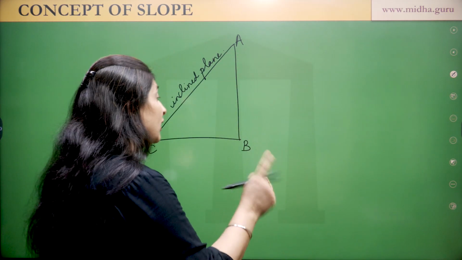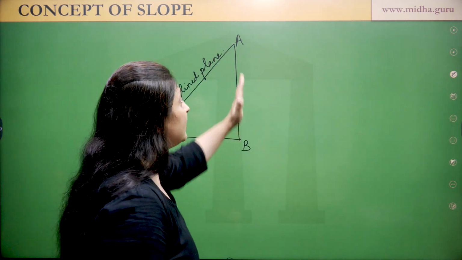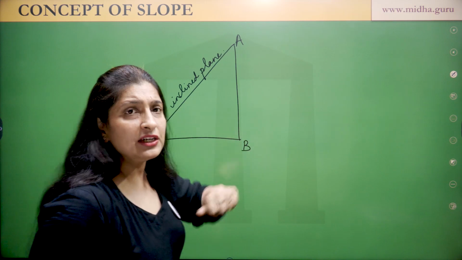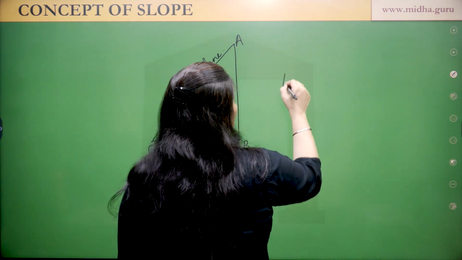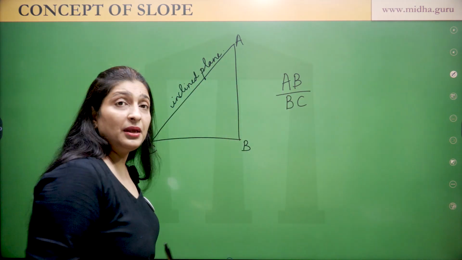It is the ratio of vertical rise, which is AB in this case, to the horizontal change. This is the inclined plane. What is the vertical rise? AB. And what is the horizontal change? It is BC or CB. So slope is AB by BC.